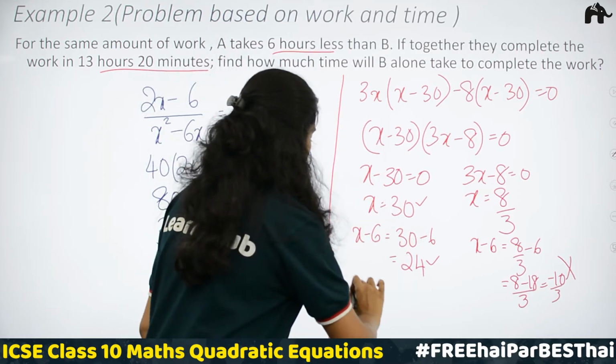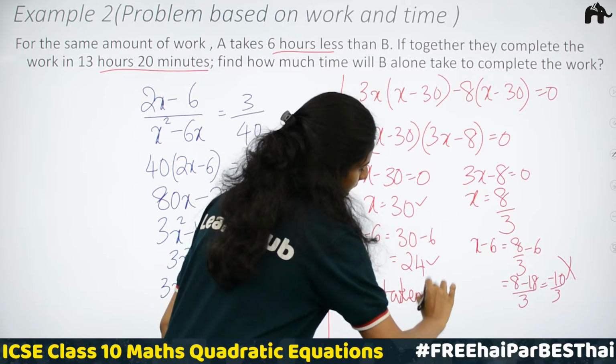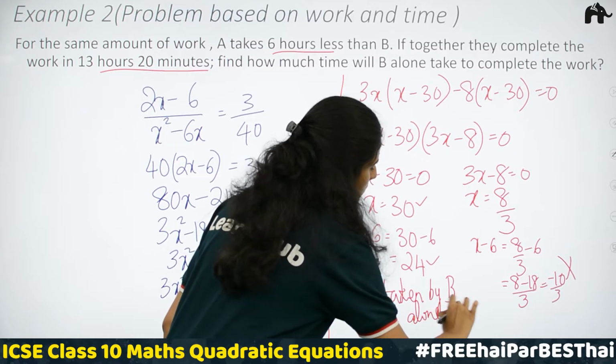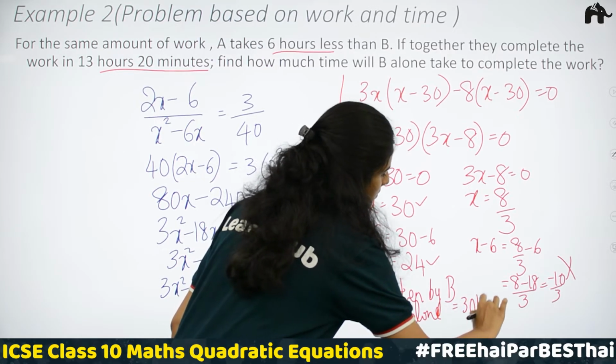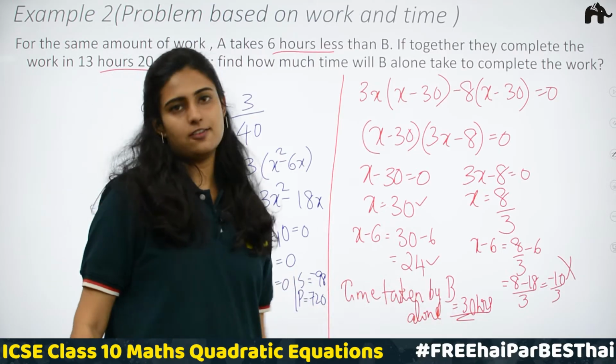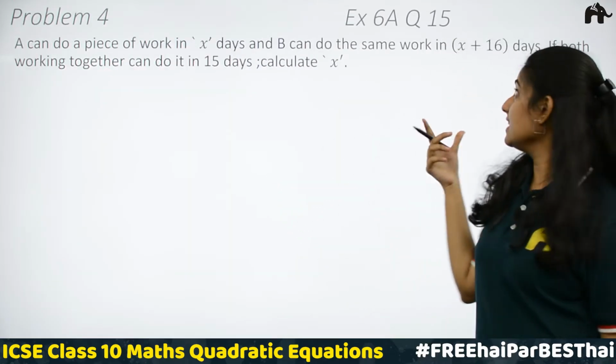Time taken by B alone is equal to 30 hours. Clear? Next, problem 4, question 15 of exercise 6A.